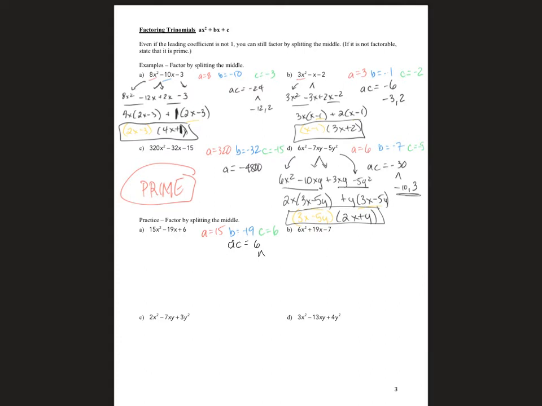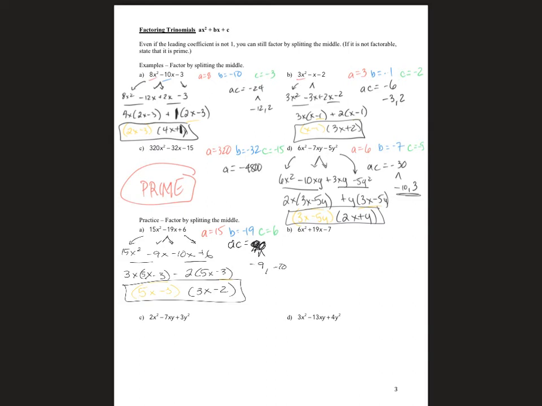What do we have? Negative 9. Oops. AC is 90. Where did I get that? 90. So multiply to give you 90, add to give you negative 19. Negative 9, negative 10. So I have 15x squared. Split the middle: negative 9x minus 10x plus 6. Factor by grouping. So greatest common factor. Greatest common factor. And I'm done.